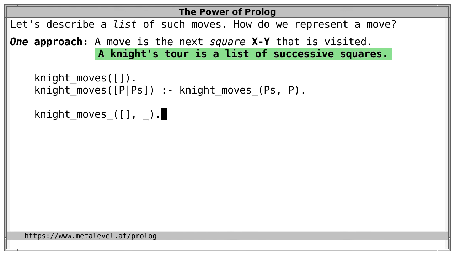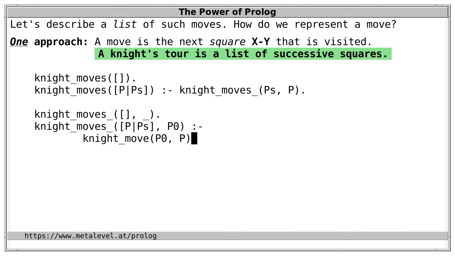If no moves remain, then it's a list of knight moves. And a list with an element P and possibly remaining elements Ps must be in a certain relation to the previous element, say Prev or P0, the start. Namely, and that's the key constraint, P must be reachable from P0 via a knight move. And further, Ps must be a list of knight moves starting from P.